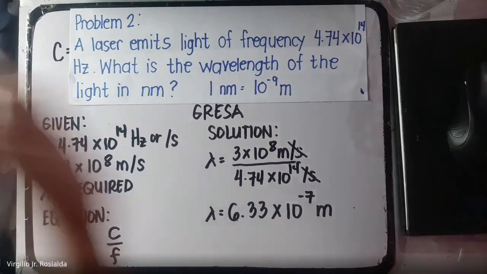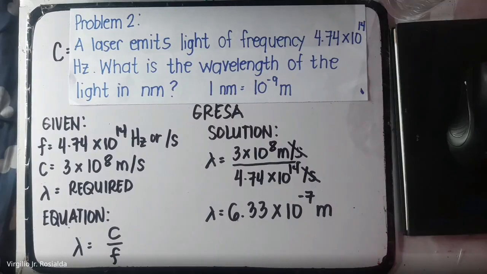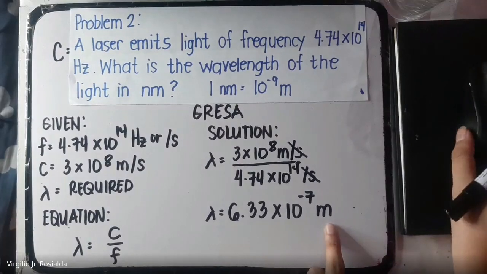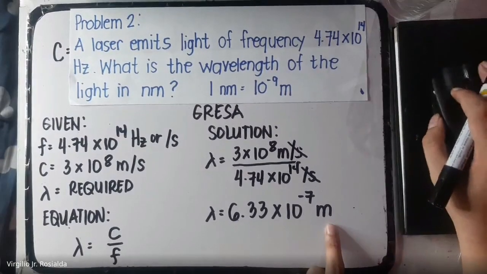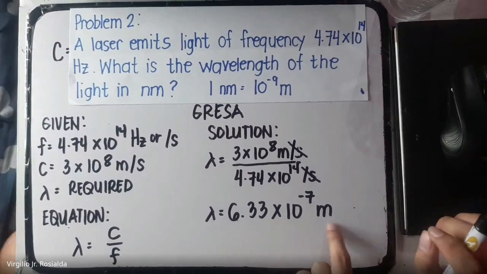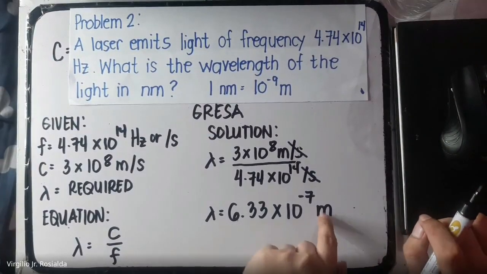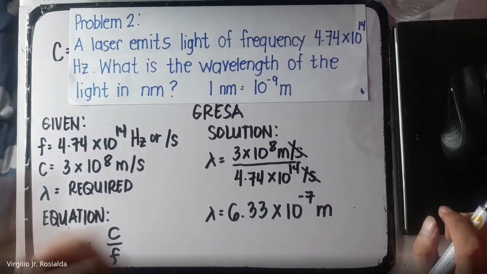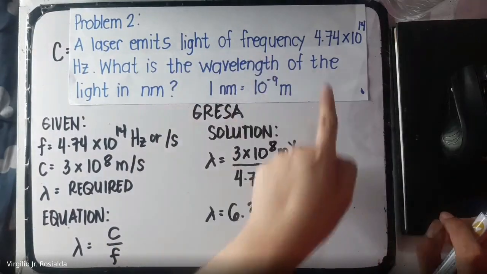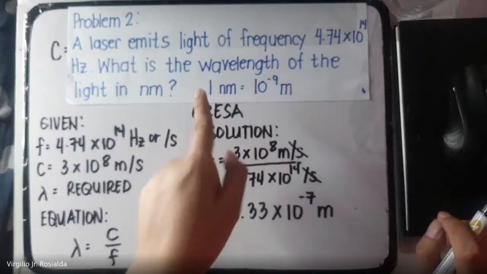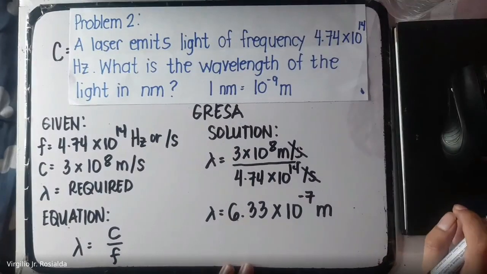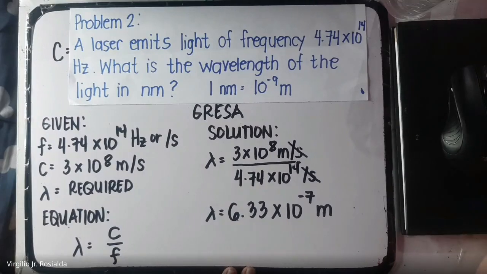Now, according to the problem, what is the wavelength of the light in nanometer? Since the final answer here for our solution is in meter, kung mapapansin nyo, naka-meter siya. Yan, naka-meter tayo. So technically, kailangan pa natin i-convert yung meter na to into nanometer using this conversion factor. Binigay naman yung conversion factor sa atin. So mabilis na lang at madadalian na lang tayo dito. So paano natin siya i-convert?